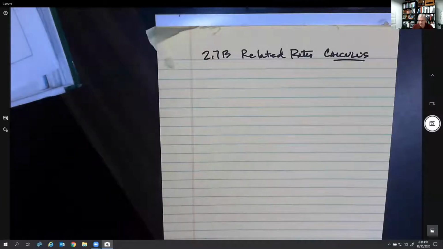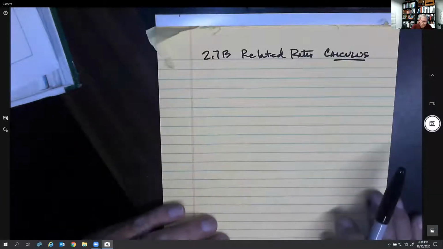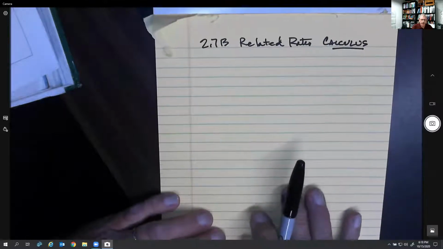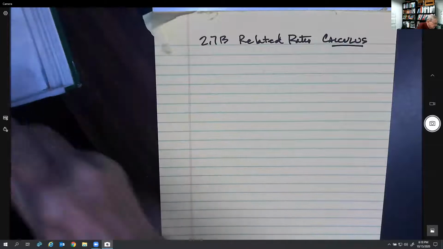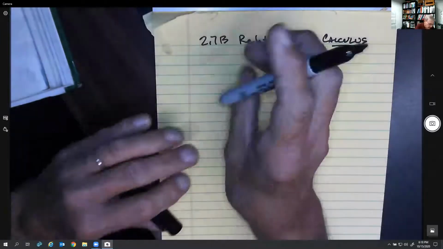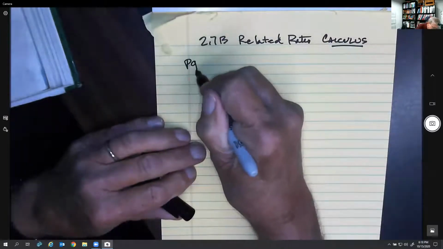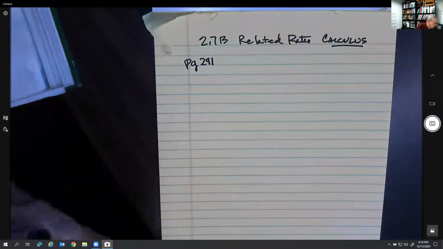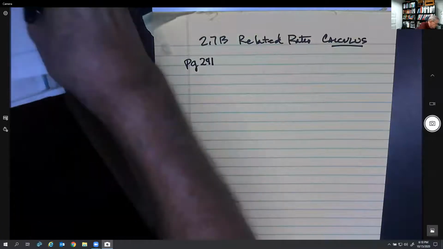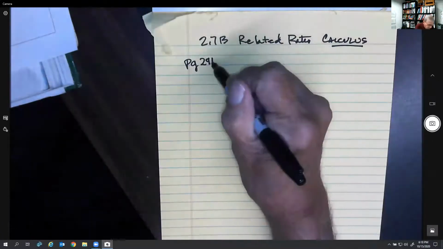Well, I just wanted to do a quick video on 2.7 and related rates. Maybe we'll do 2 or 3 examples. So I'm going to do the example in the book. This is on page 291. And I'm going to try this one on related rates. Actually, it's on 290 at the bottom.